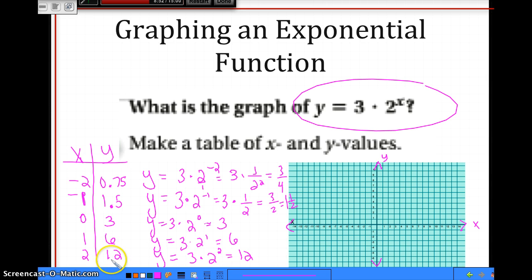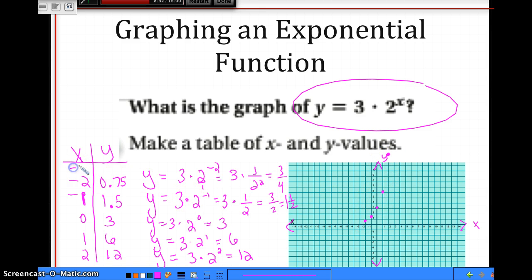So, let's see here. My graph goes up to 10. So if I graph these, negative 2 hits at 0.75. So negative 2 is right about there. This is a small graph, so it's hard to plot these points. Negative 1 is 1.5, right about there. 0, 3, 1, 6, 2, 12 is off my graph. You can see how it's curving, which we noticed back in the front.